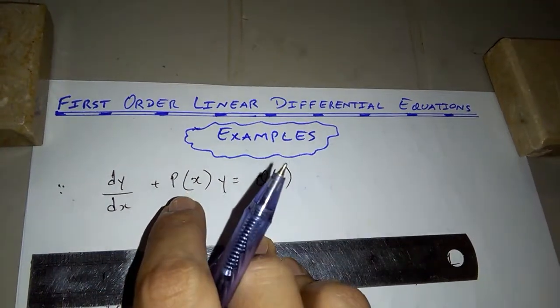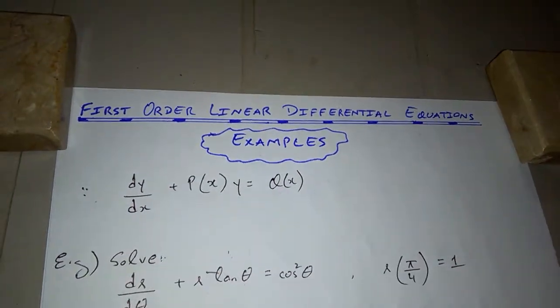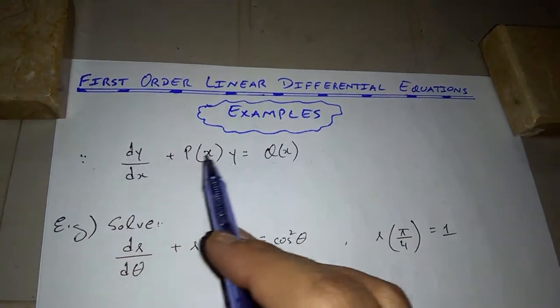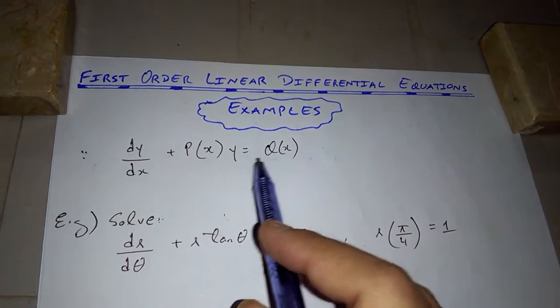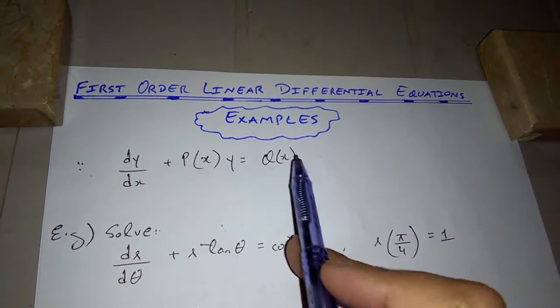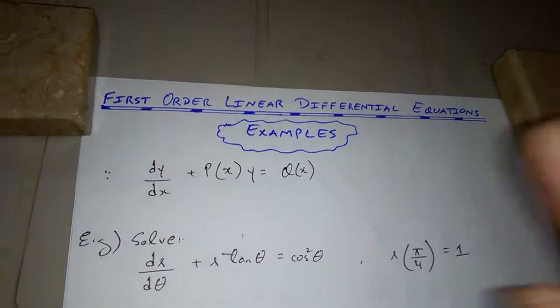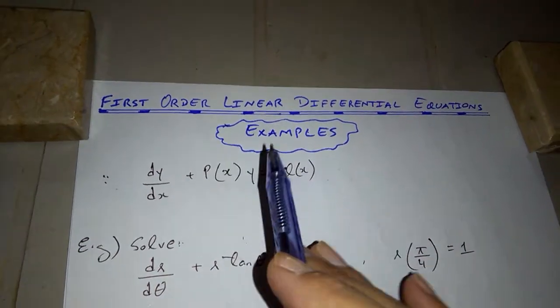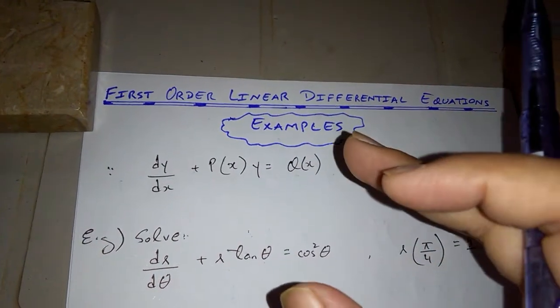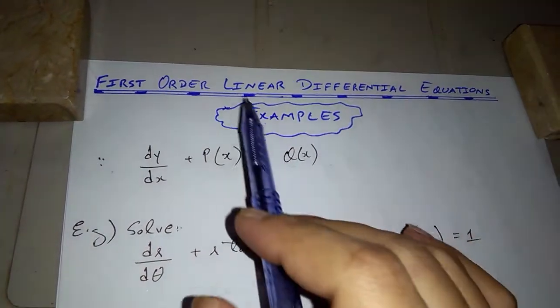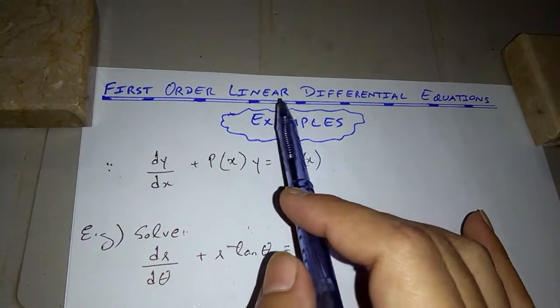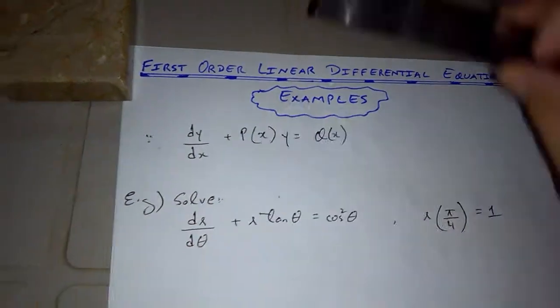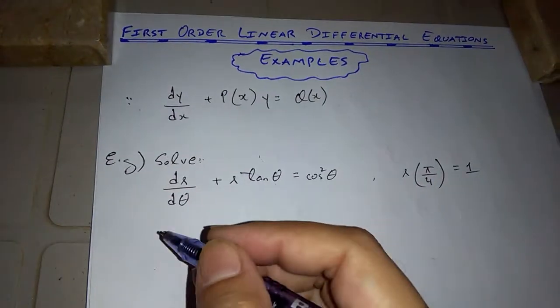You can see the general form of the linear equation looks something like this. Such equations which are expressed in this form, or can be expressed in this form, are brought into the category of first order linear ODE. Okay, so let's try to solve a couple of examples here.